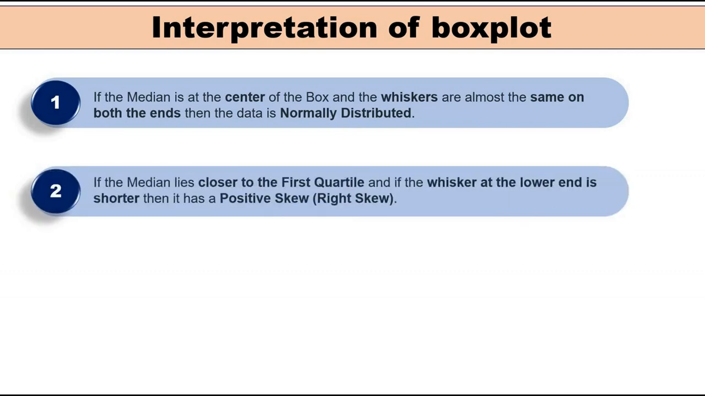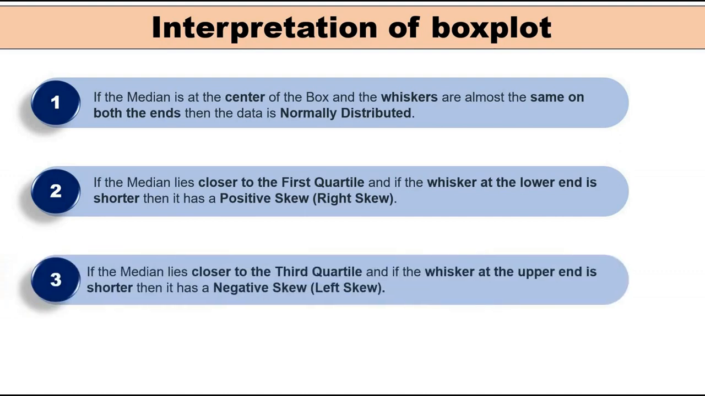If the median lies closer to the first quartile and if the whisker at the lower end is shorter, then it has a positive skew, or we can say that it is right skewed. If the median lies closer to the third quartile and if the whisker at the upper end is shorter, then it has a negative skew or is left skewed.